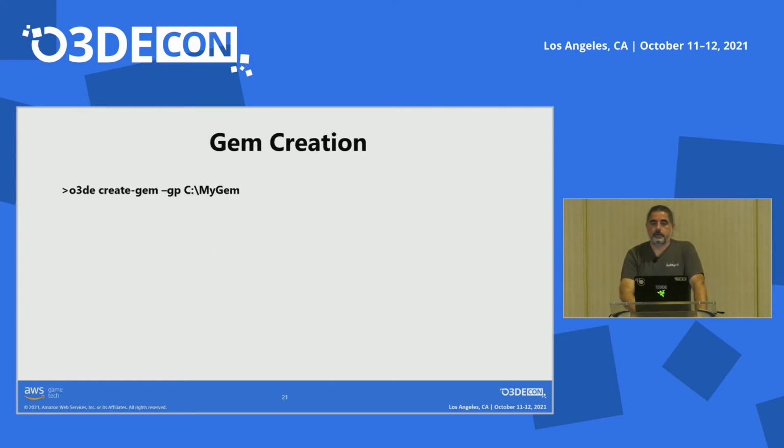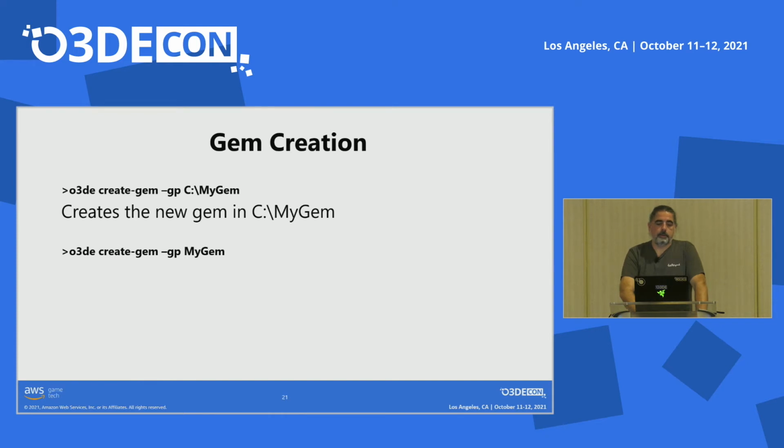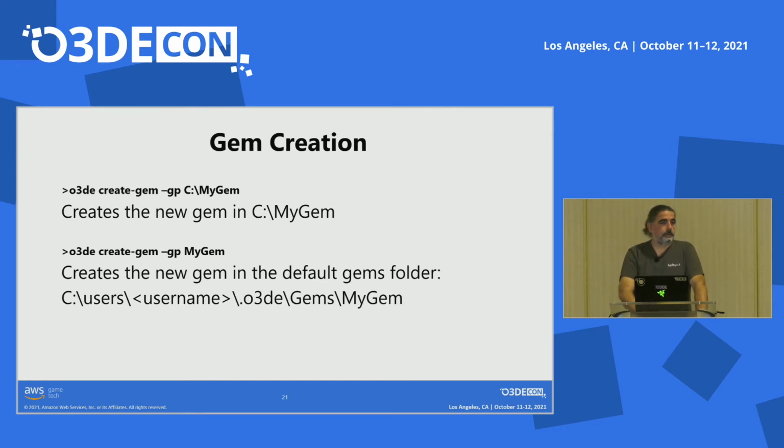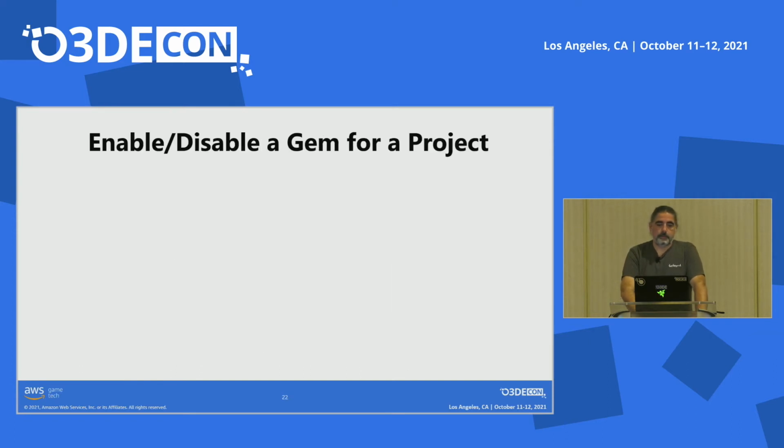And gem creation is just the same. You can create a gem with myGem. This creates a new gem in C:/MyGem. The next one is O3D create gem. And note this is not a full path, a relative path. And I expect to find that, of course, in my default folder when it's done. Hopefully, we all see a pattern here. That is true for all of the objects.